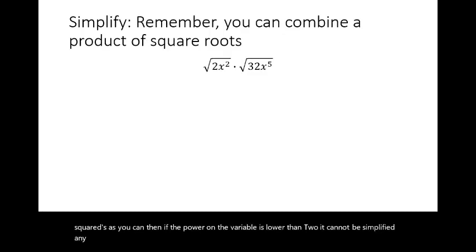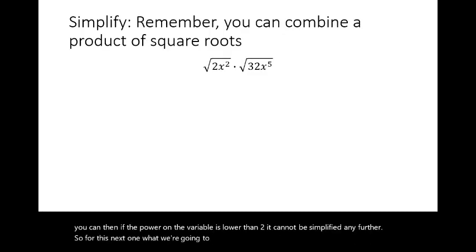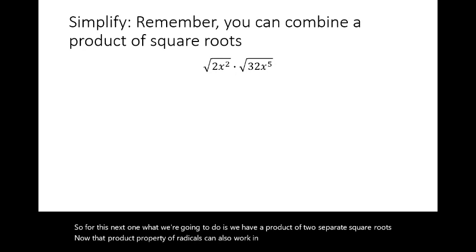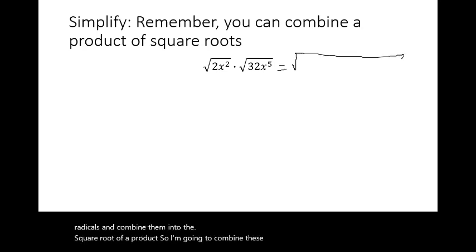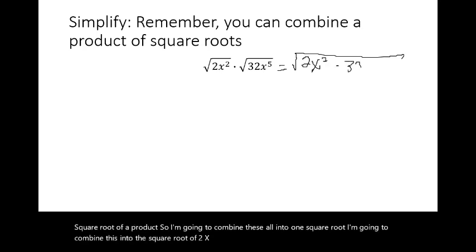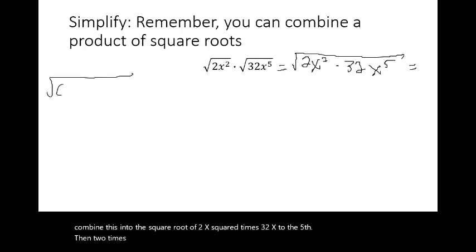So for this next one, what we're going to do is we have a product of two separate square roots. Now that product property of radicals can also work in reverse. You can take the product of two separate radicals and combine them into the square root of a product. So I'm going to combine these all into one square root. I'm going to combine this into the square root of 2x squared times 32x to the 5th. Then 2 times 32 is 64.